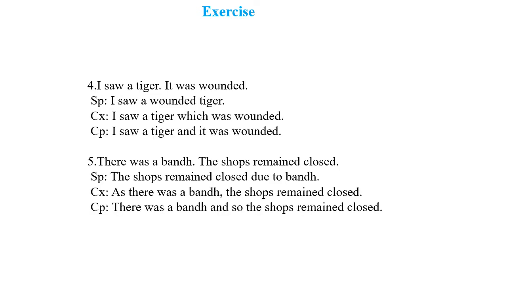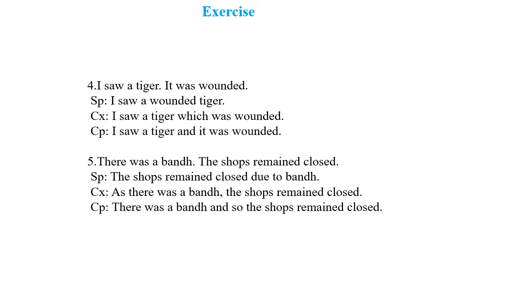Last two sentences in the book bag exercise. I saw a tiger, it was wounded. For simple, I saw a wounded tiger. That's all. Only one main verb. That is a simple sentence. I saw a wounded tiger. Complex. I saw a tiger which was wounded. This is complex. The subordinating conjunction is which. For compound, I saw a tiger and it was wounded. This is the compound sentence.